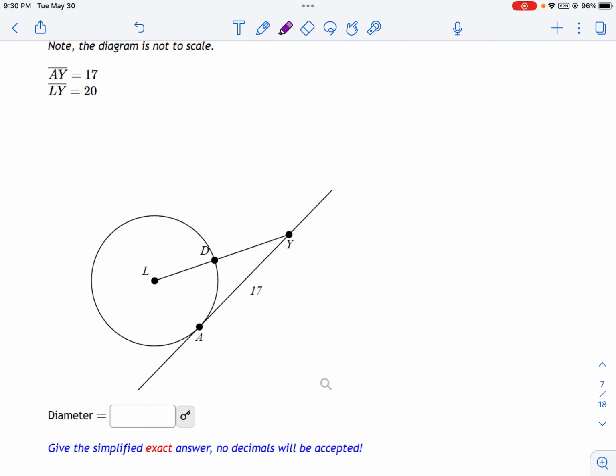Given a circle, center L, and a tangent line, various lengths, find the specified information. First off, we're given that A to Y is 17. We can see that on the diagram. Next, we can see that L to Y is 20. So this entire length here is going to be 20. Okay, and that's what we're given.